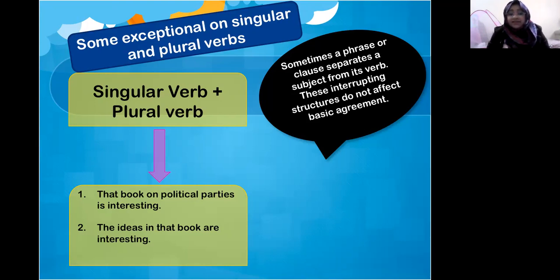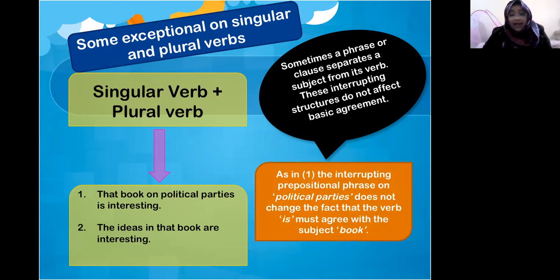In the second sentence, the ideas in that book. We are not talking about that book. We are talking about the ideas in that book, are interesting. And the idea we are talking about is not one. We are talking about multiple ideas, right? So the ideas in that book are interesting. Here we will use the plural verb.